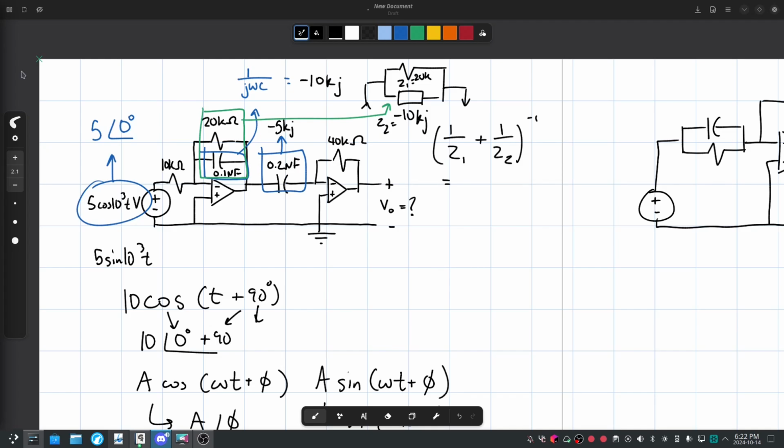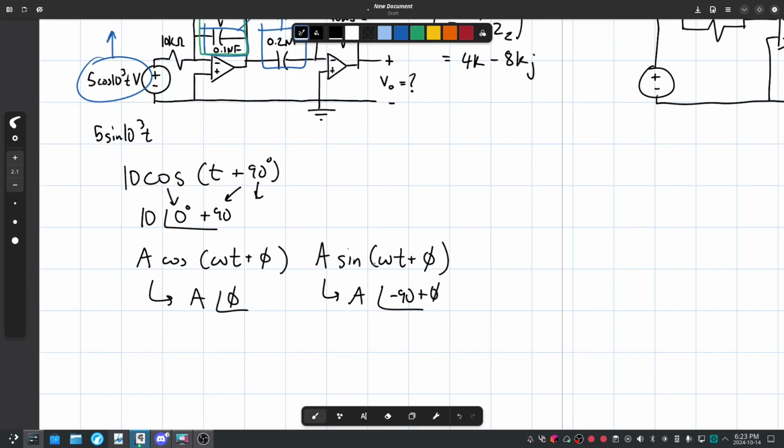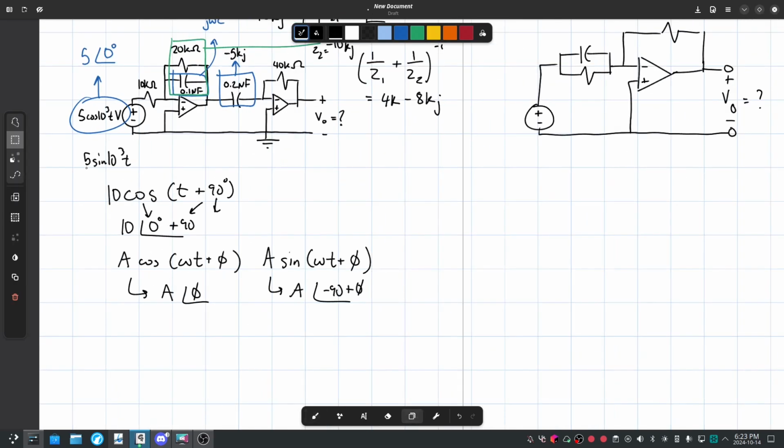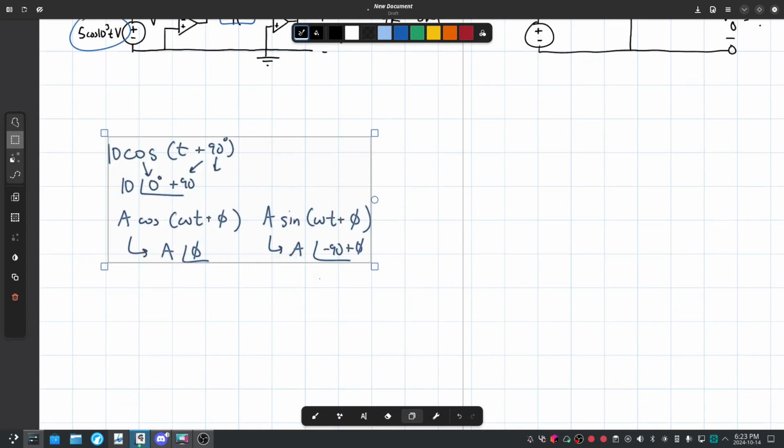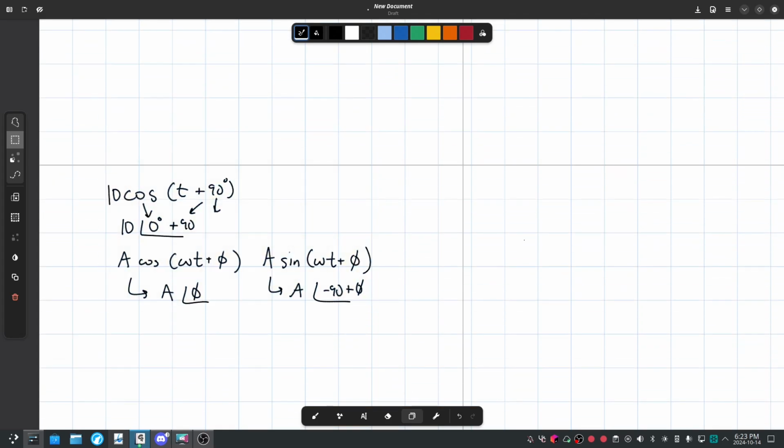Combining them together, we get that this is 4,000. Actually, it's 4K minus 8KJ. Is the total impedance of that 4 minus 8J? You're off by a total of 1,000. Yeah, there you go, 4,000 minus 8,000J. Let me just transfer this to another page so that it's not lost, but it's not in our way.